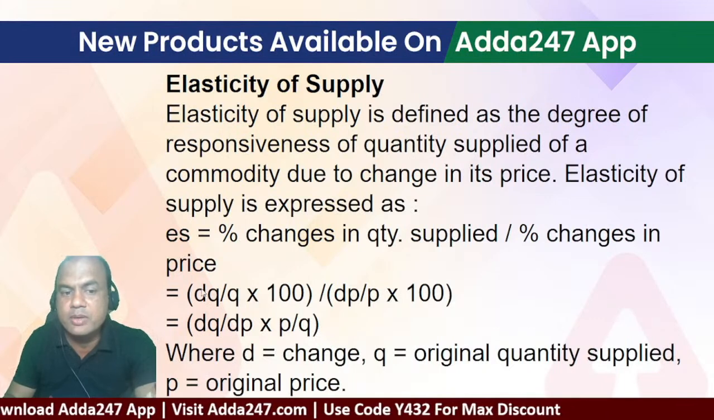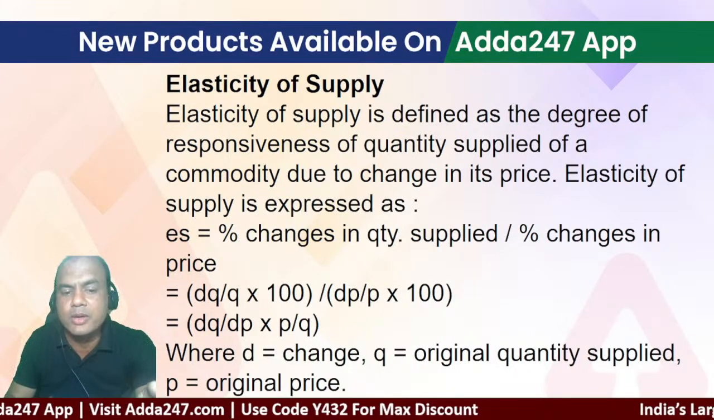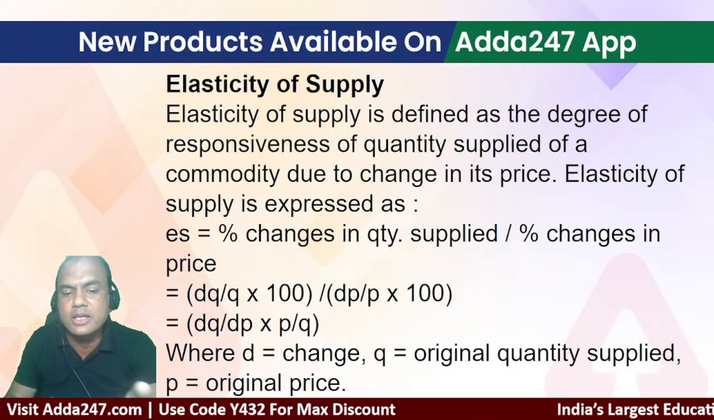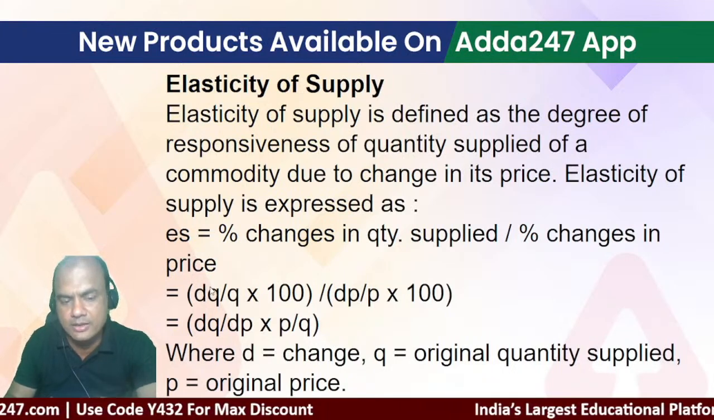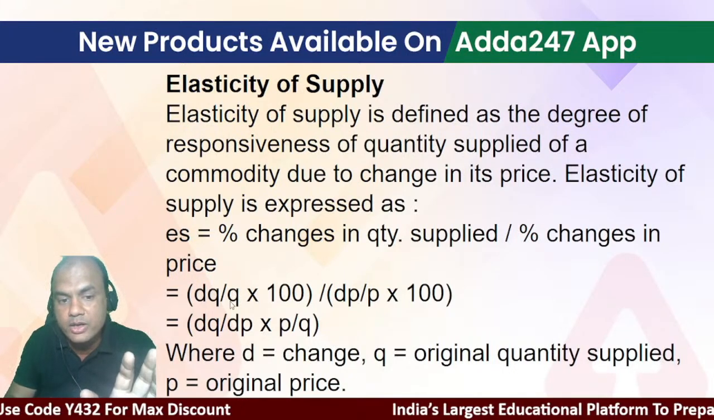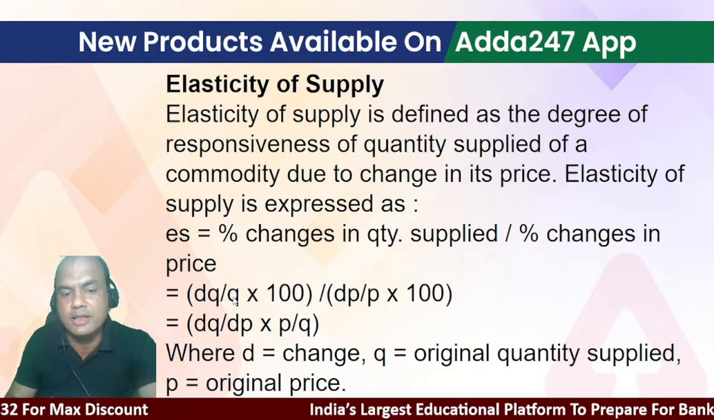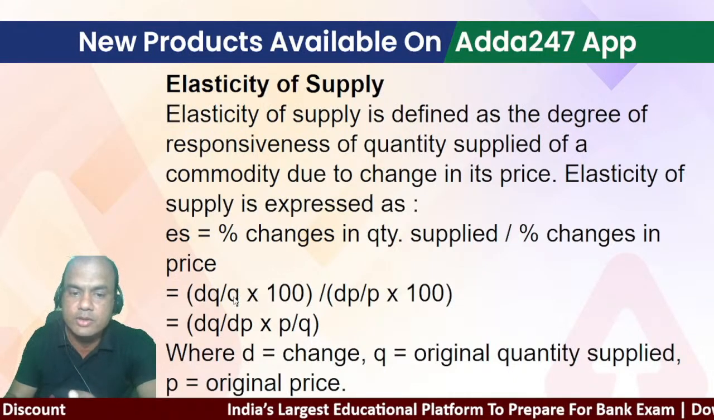Okay, so what will be dQ then? dQ means Q2 minus Q1, later quantity minus earlier quantity. So 20 minus 10, upon what is Q? The earlier one, 10. Remember, this is the earlier one.